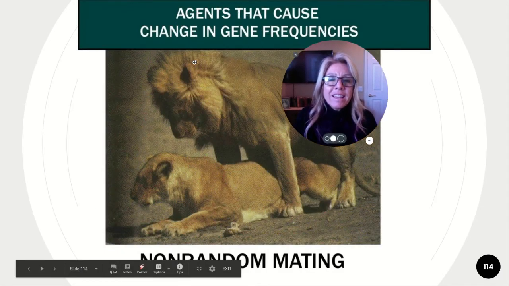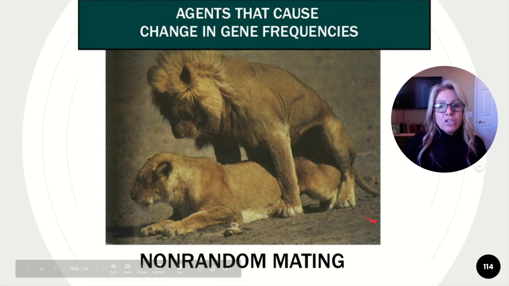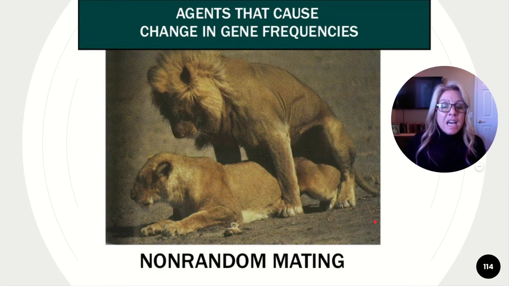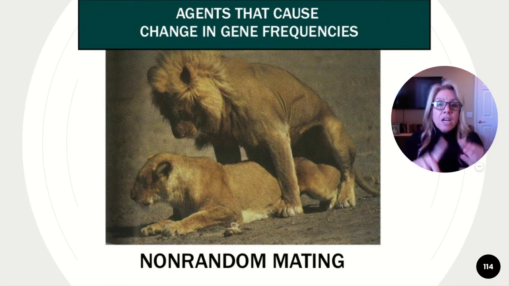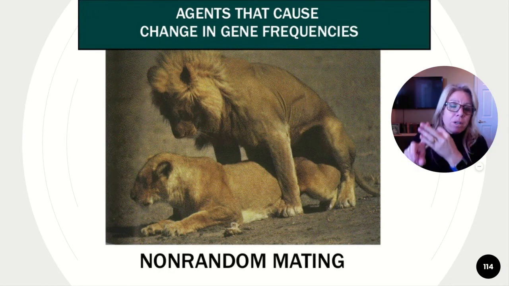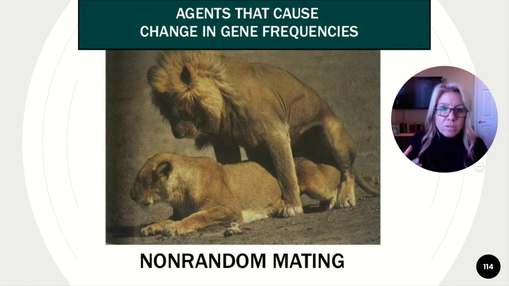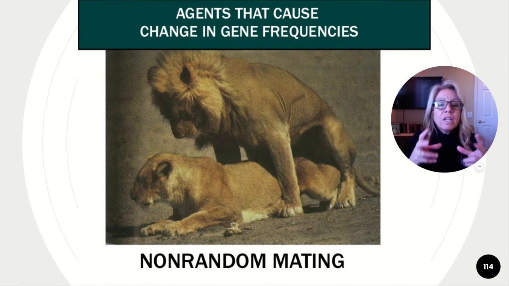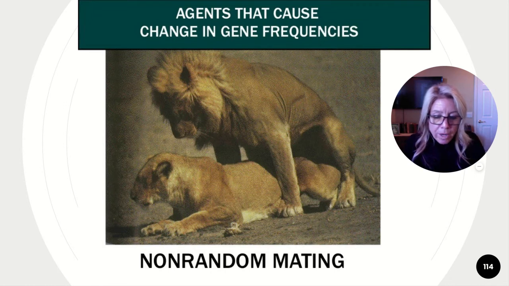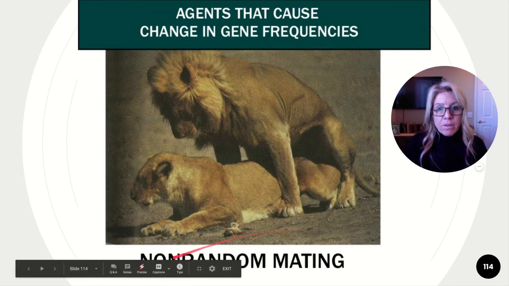Okay, and then another agent that causes change is non-random mating. Remember, random mating would be anyone will do. Non-random mating is when you're purposely picking. You're the largest, the strongest, the best food, the prettiest feathers. Okay, you are choosing an organism on purpose to mate with. So non-random mating, one mate is better than another.